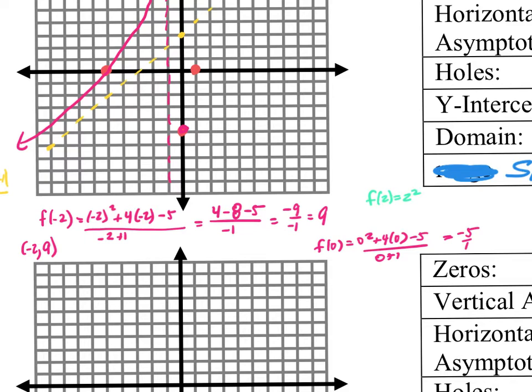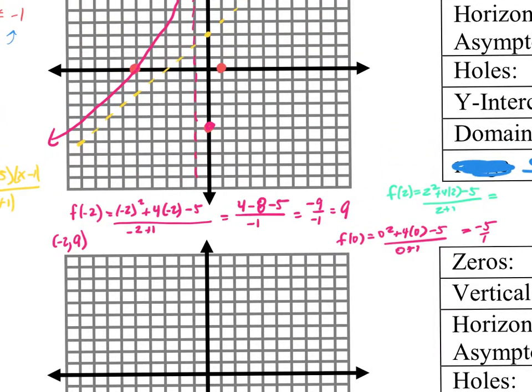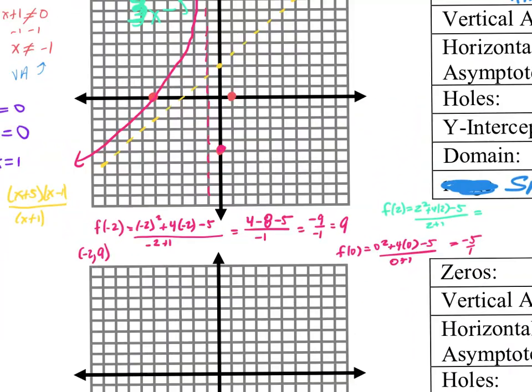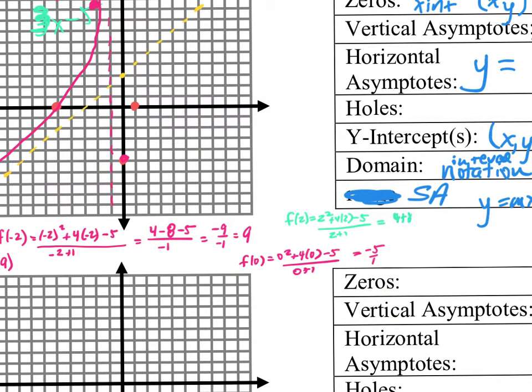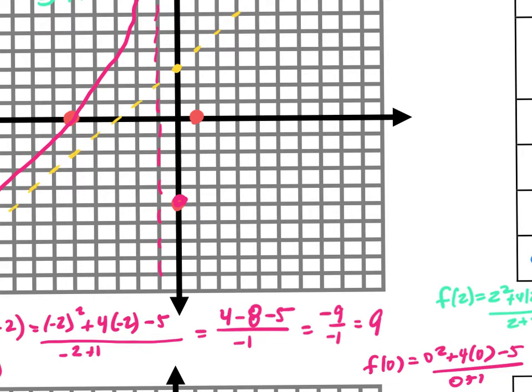2 squared. Is it plus or minus? Plus 4 times 2? Minus 5? Over 2 plus 1? Did I fill that in right? My signs are right. So 2 squared is 4. I have 4 plus 8 minus 5 over 3. 4 plus 8 you said was 12, minus 5 is 7 over 3. So 7 over 3. So when I get a 2, I get 7 over 3.